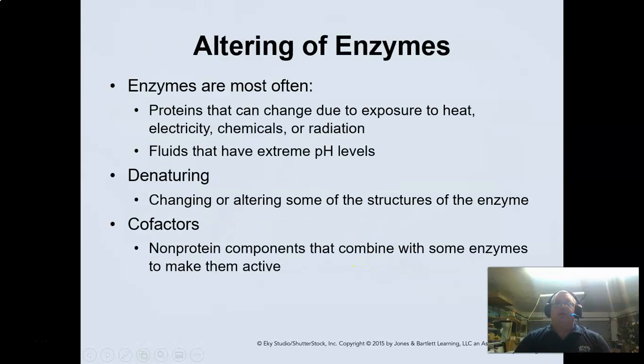So can our body alter the enzymes? Yes, it can. Fluids can have an extreme pH level, and enzymes can denature, meaning they change or alter some form of their structure. Or they can have cofactors, in other words non-proteins that combine with some enzymes to help activate them. So all of these play a part in the metabolism process.